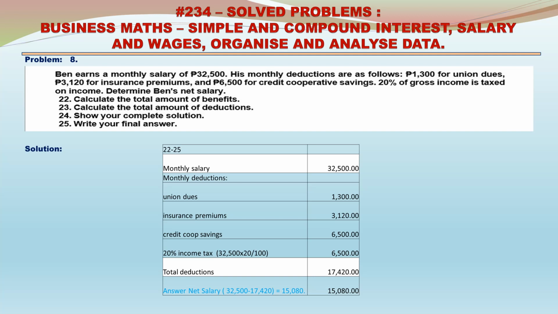Union dues 1,300. Insurance premium 3,120. Credit cooperative savings 6,500. 20% income tax: 32,500 times 20% is 6,500. Total deductions 17,420. Answer: net salary is 32,500 minus 17,420, which is 15,080.